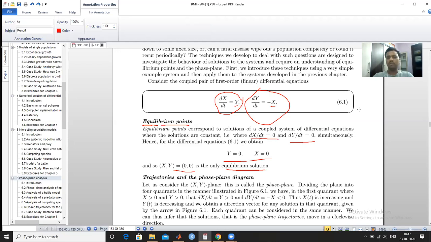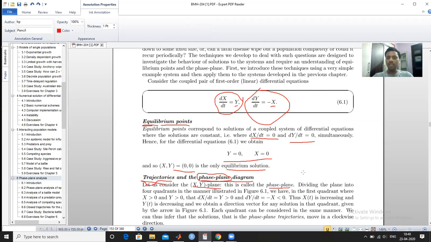There may be more than one equilibrium point, and we have already discussed whether a point is stable or unstable, etc. Now we will check the trajectories and the phase plane diagram. First of all, we should understand the meaning of phase plane. Let us consider the XY plane; this is known as the phase plane.